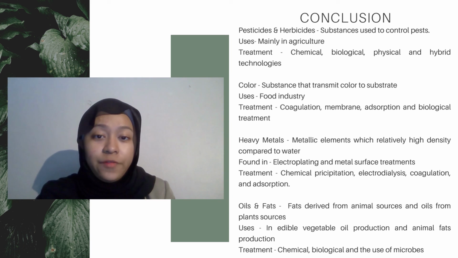Lastly, we have oils and fat. Fats are derived from animal sources and are in solid form, while oil is from plant sources and is in liquid form. In industry, they are used in edible vegetable oil production and animal fat production. The treatments of fats and oil are physical chemical pre-treatment systems, chemical and enzymatic hydrolysis, biological treatment under thermophilic conditions, and the use of microorganisms and surfactants.